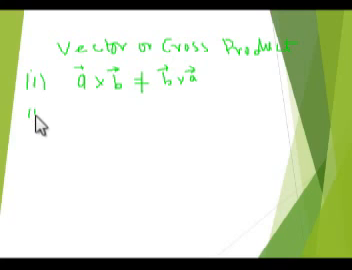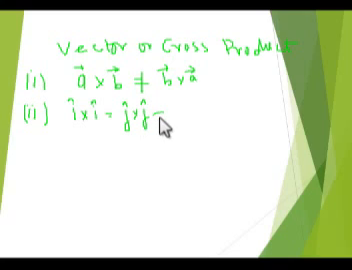In the case of vector product, I cross I vector, or J cross J vector, or K cross K vector, or A cross A vector is equal to 0.